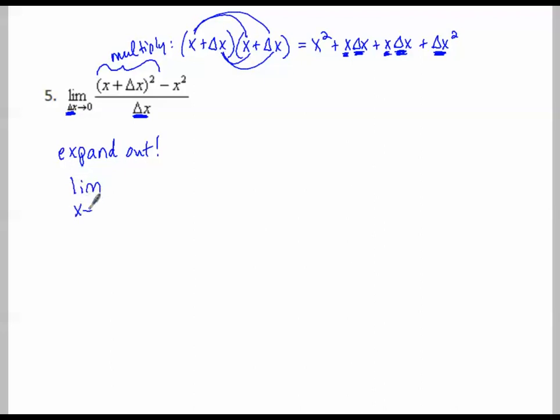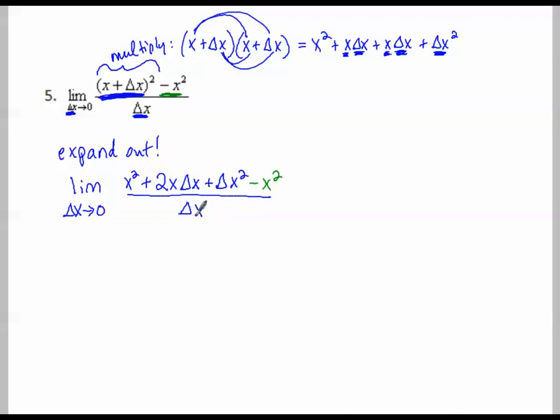So here's what it's going to look like when we expand it out. Limit as delta x approaches 0 of x squared plus 2x delta x plus delta x squared. That was what we expanded, this part. And then we have this part minus x squared. And then we still have the denominator delta x.